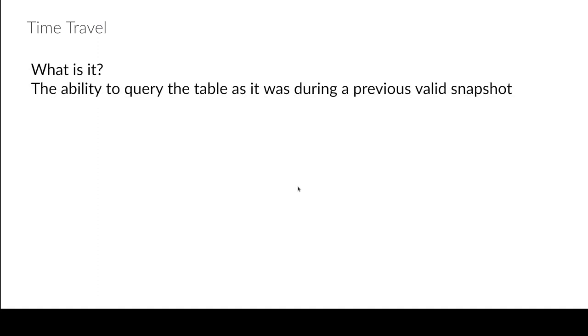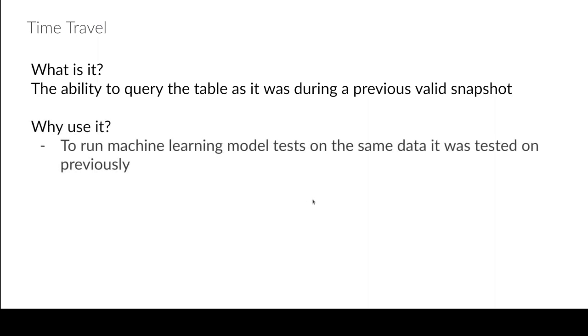Particularly if you're testing a machine learning model and you want to see the differences, you want to use the exact same data in the exact same form that it was when you last tested it. So you want to time travel back to before all this new data was added to that data set. There's a couple different ways you can do this. Again, it's the ability to query the table as the table was, not as the table is, so machine learning is run consistently on consistent data.